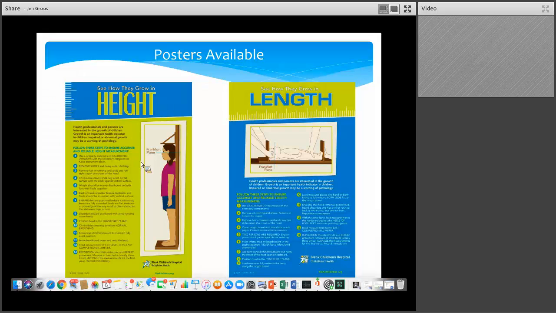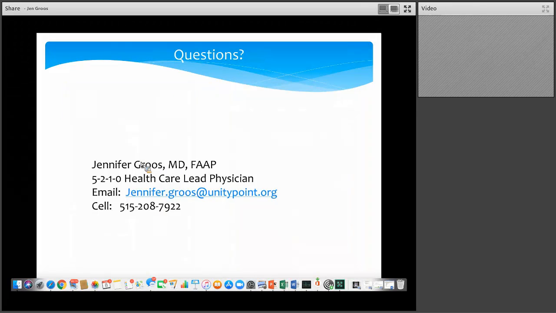I know in Central Iowa, in a lot of the clinics, they utilize these. So if you're interested, please email or contact Becca or I, and we can get you the link if you'd be interested in getting copies of these for your office as well. So that concludes our content section.